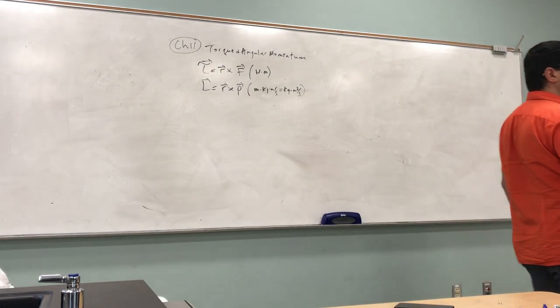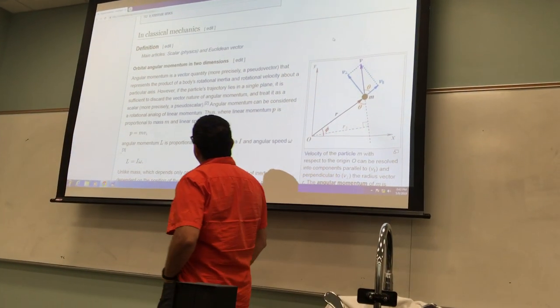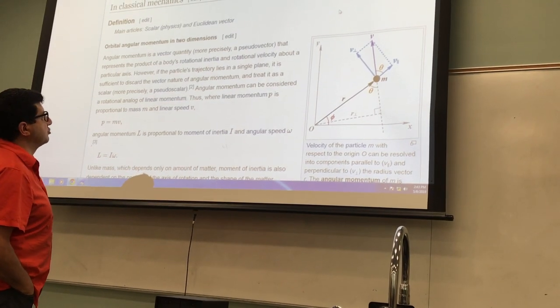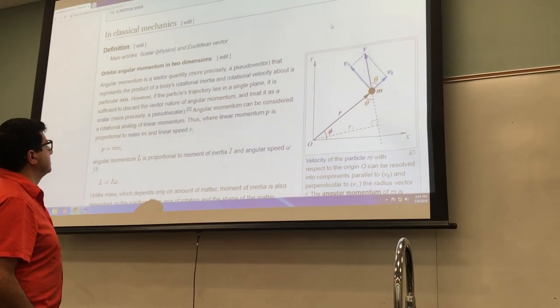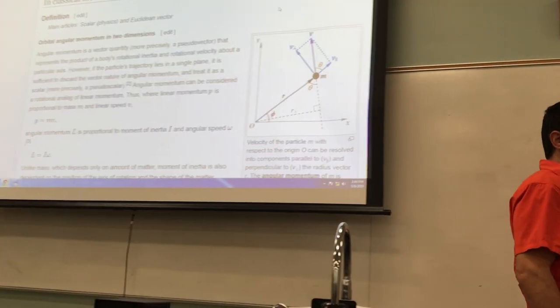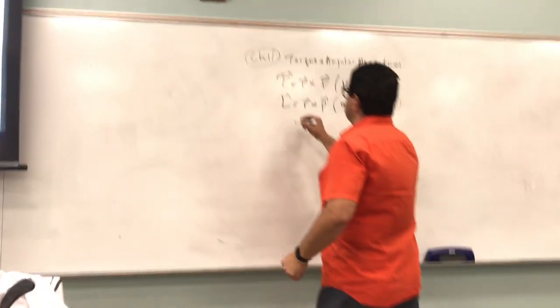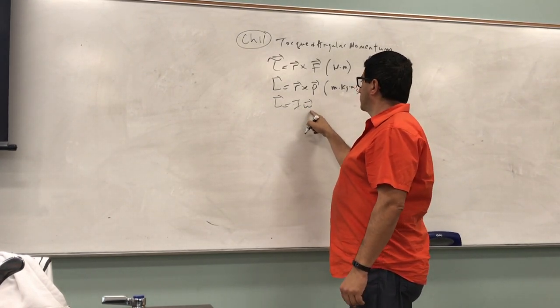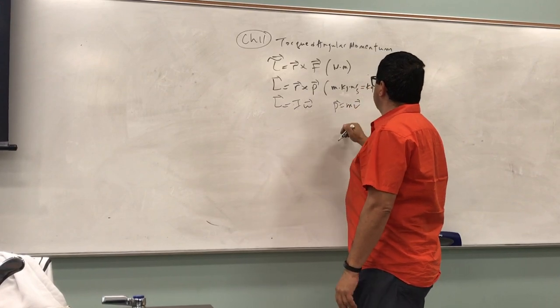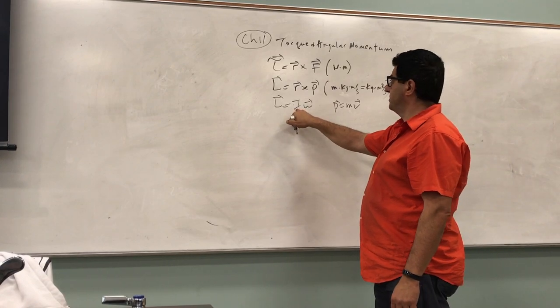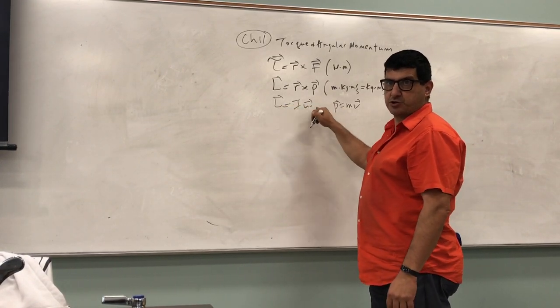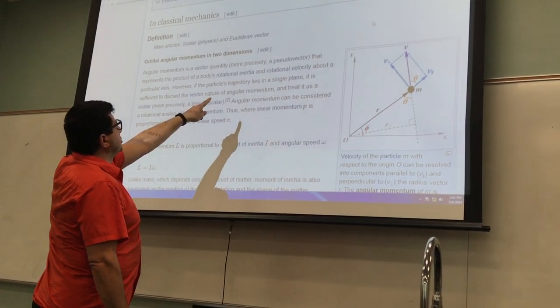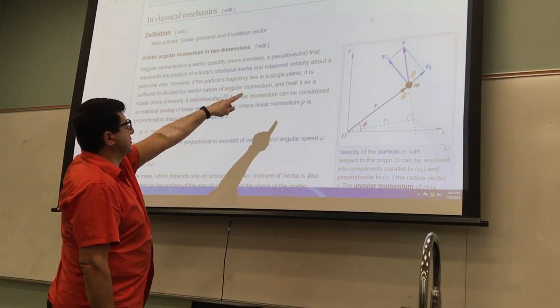Okay, so here it says, angular momentum is a vector quantity, more precisely a pseudo-vector that represents the product of a body's rotational inertia and rotational velocity about a particular axis. So the version they're talking about here is I omega, the product of your moment of inertia and angular velocity. It's similar to linear momentum, which is mv. Mass is replaced by moment of inertia, and velocity is replaced by angular velocity when it comes to angular quantities.